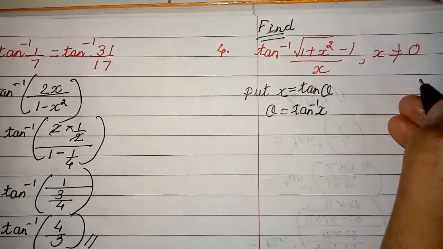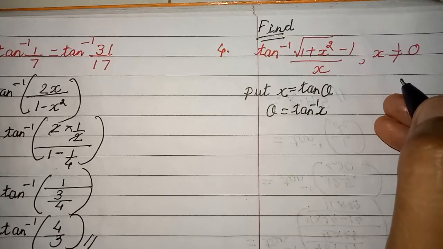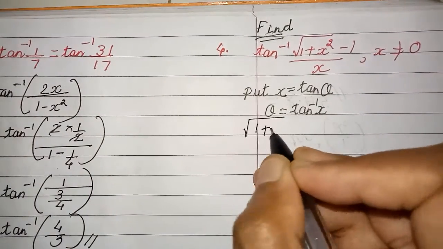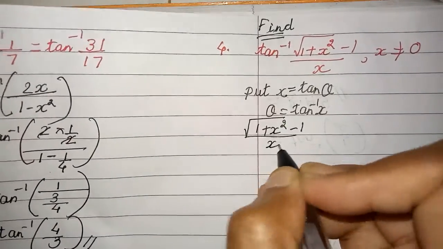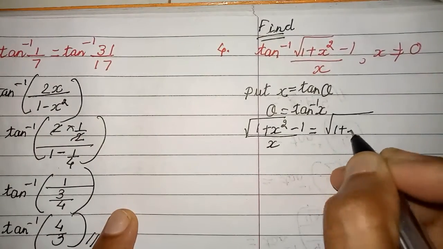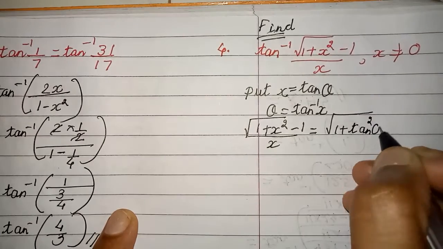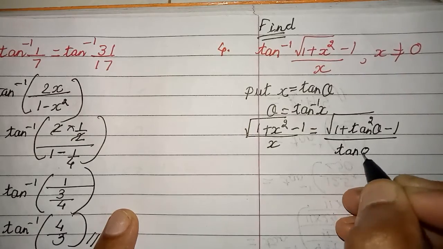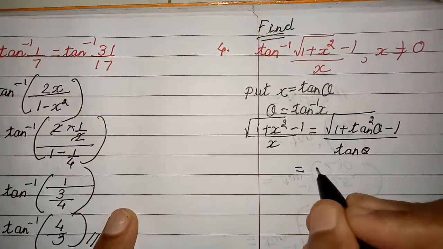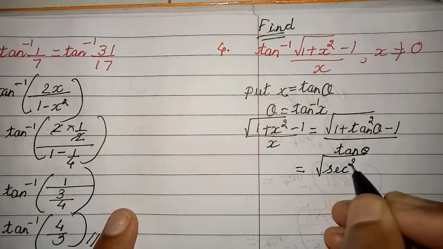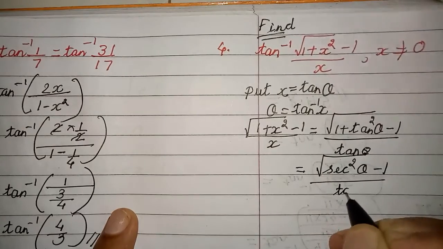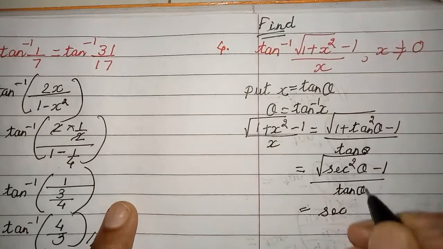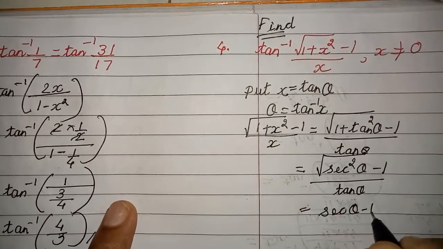Unique images, and all the images will have pre-images also, right? So now I am going to put this value here. So what will happen, children? It will be square root of 1 plus x square minus 1 by x. So this will be equal to square root of 1 plus tan square theta minus 1 upon tan theta. Now you know 1 plus tan square theta is sec square theta, so this is nothing but sec theta (the square root and the 2 will go), sec theta minus 1 upon tan theta.